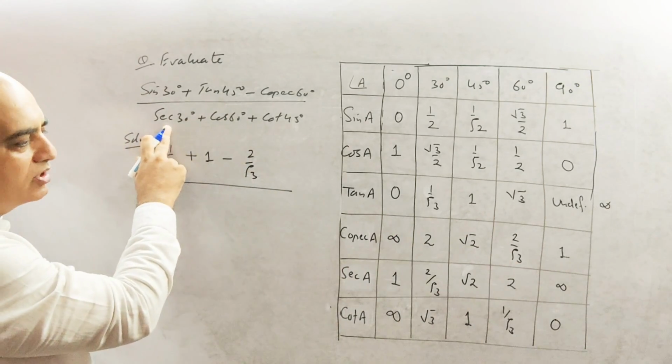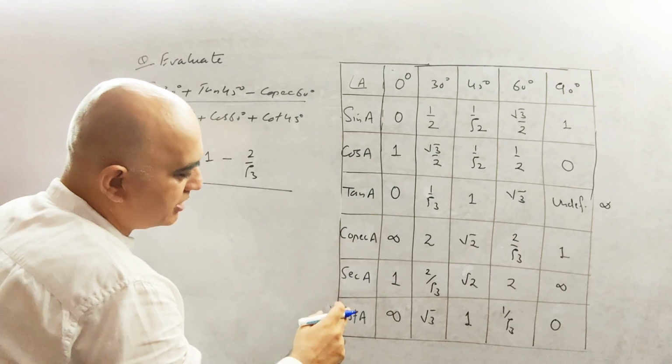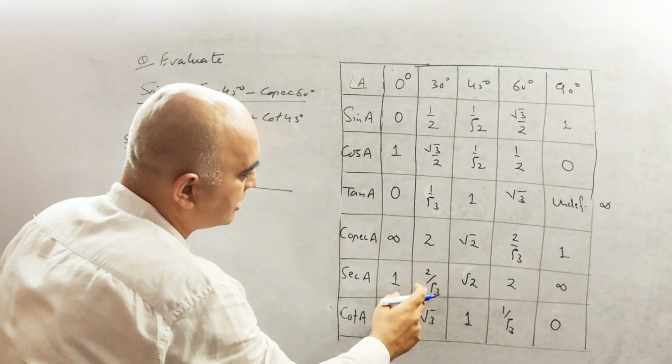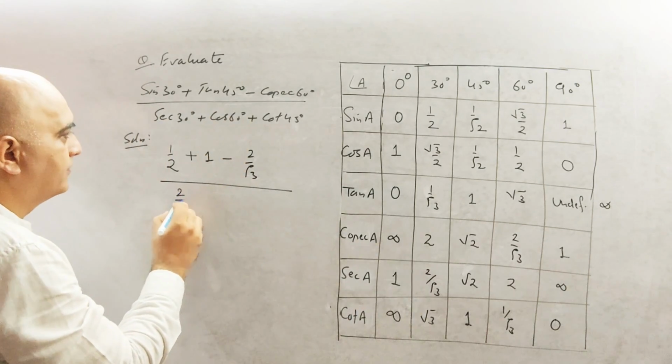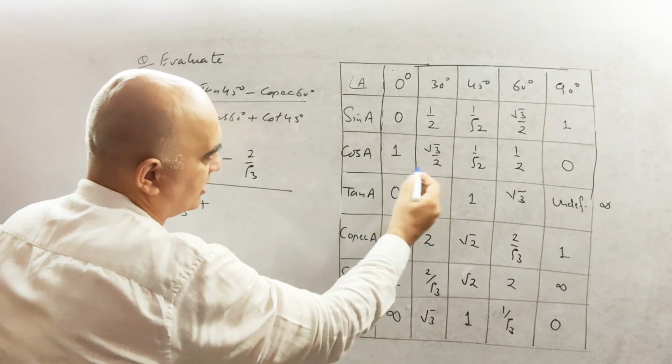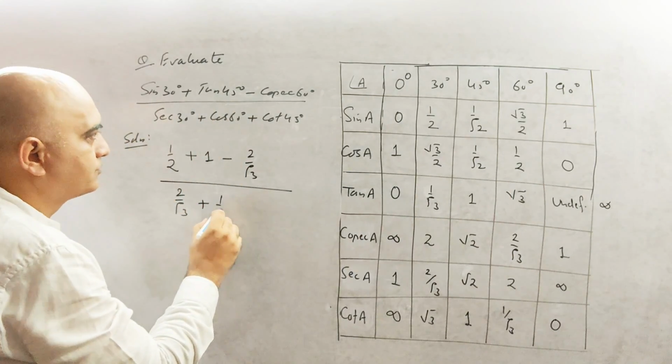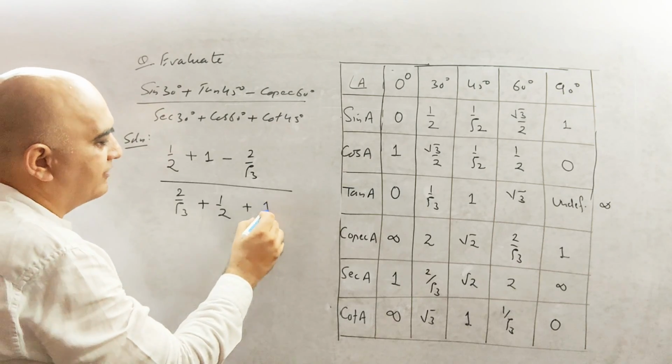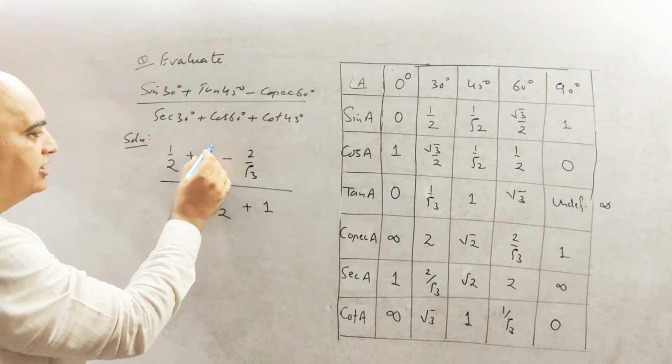In this way, secant of 30 degrees. What is secant of 30 degrees? In front of secant 30 degrees, that is 2 upon root 3. Plus cos 60. What is cos 60? Cos 60 is 1 upon 2. Cot 45 is 1. And now solve these two values.